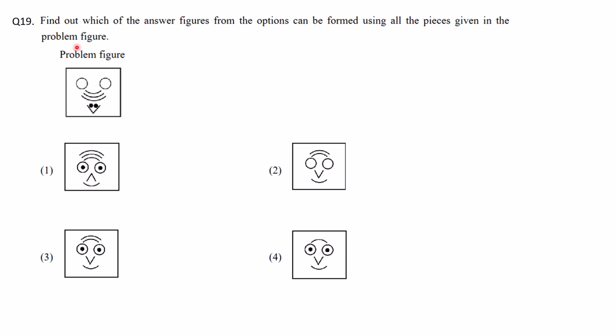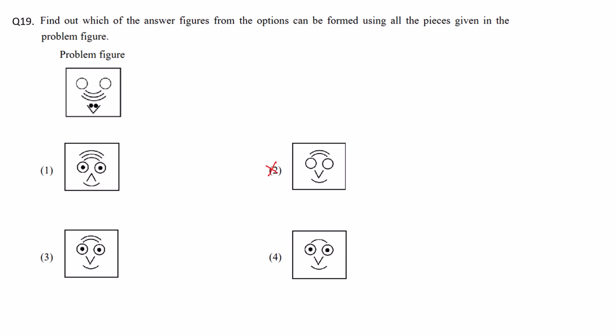Now question number 19, find out which of the answer figures from the options can be formed using all the pieces given in the problem figure. So you see the problem figure, it has two circles, then three curved lines, one V shape and two dots. So first of all you can eliminate the second one because it does not have two dots. So first of all you eliminate this.